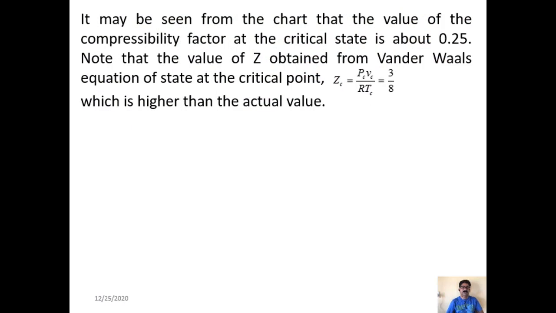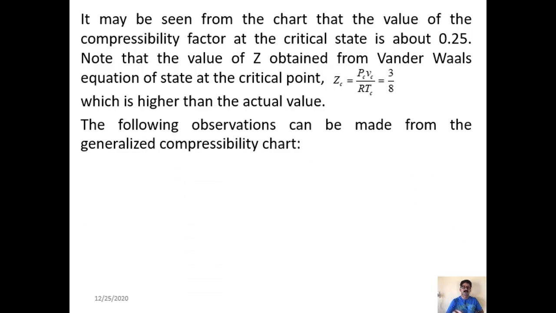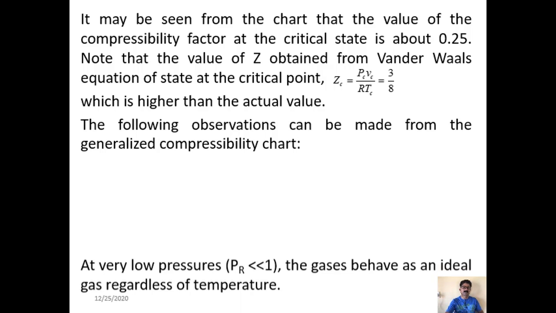Now there are a few observations from this generalized compressibility chart. It may be seen from the chart that the value of the compressibility factor at the critical state is about 0.25, whereas the value of Z obtained from the van der Waals equation of state is 3 by 8, which is higher than the actual value. There are a few more observations from this chart.